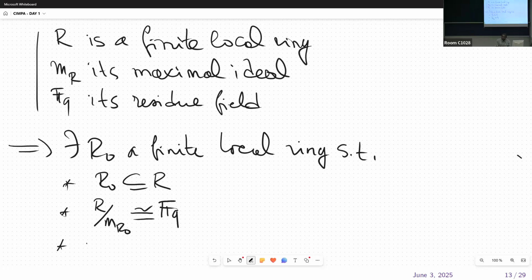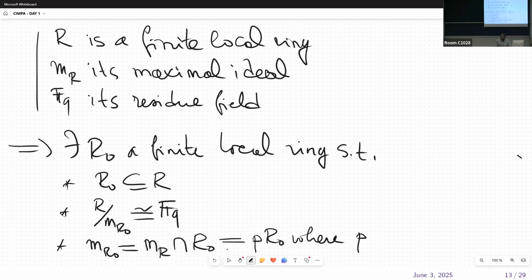Finally, the maximal ideal of R_0 equals the maximal ideal of R intersected with R_0. This maximal ideal equals pR_0, where p is the characteristic of the residual field of R_0. Okay, is there R_0 such that this, and this?